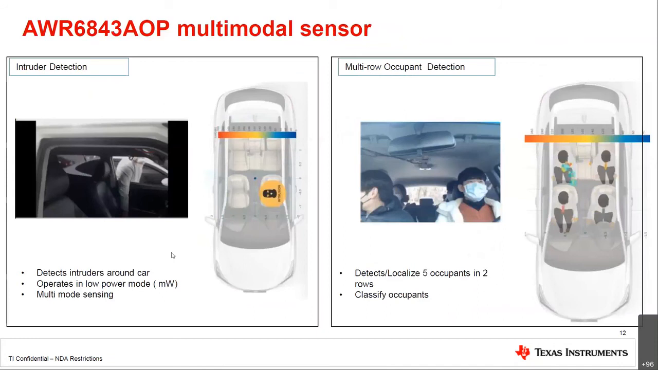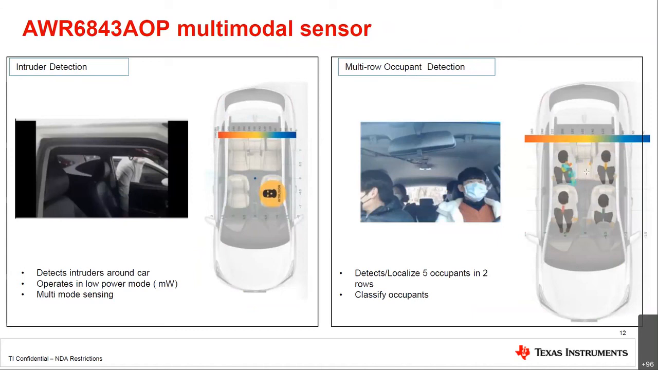Here are some examples from one of our third-party partners. It's a similar type of multimodal sensing, using that same sensor, again, to detect intruders. And this is a similar kind of output, someone approaching from the outside. And then also that same sensor is able to localize 5 occupants in 2 rows and classify these occupants as being an adult or a child.